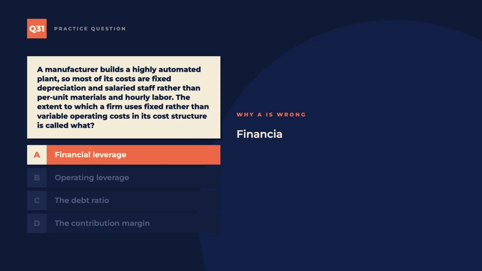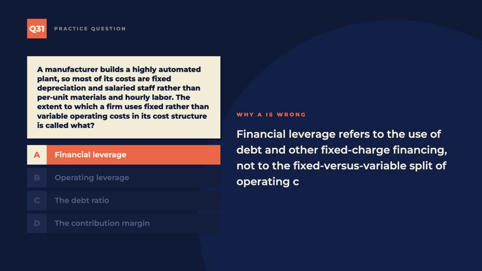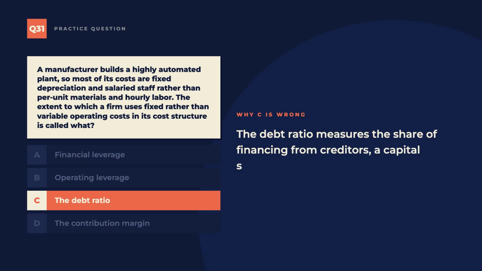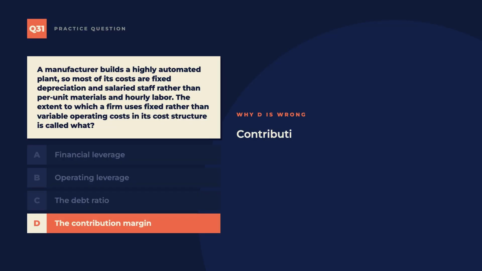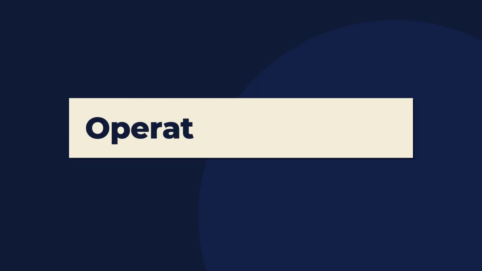A is wrong because financial leverage refers to the use of debt and other fixed charge financing, not to the fixed versus variable split of operating costs. C is wrong because the debt ratio measures the share of financing from creditors, a capital structure figure, not the cost structure concept described here. D is wrong because contribution margin is price minus variable cost per unit. It is an input to leverage math, not the name for a fixed cost heavy structure.